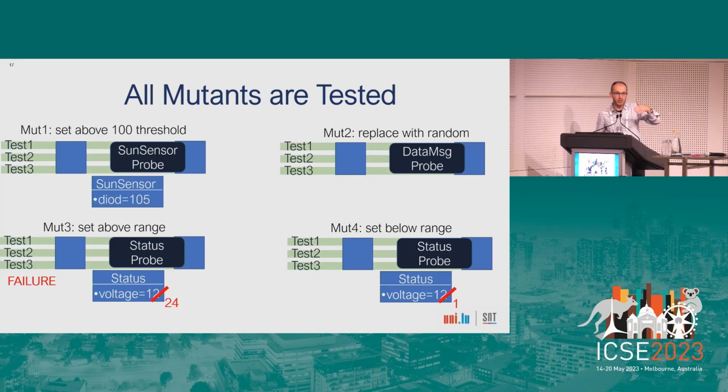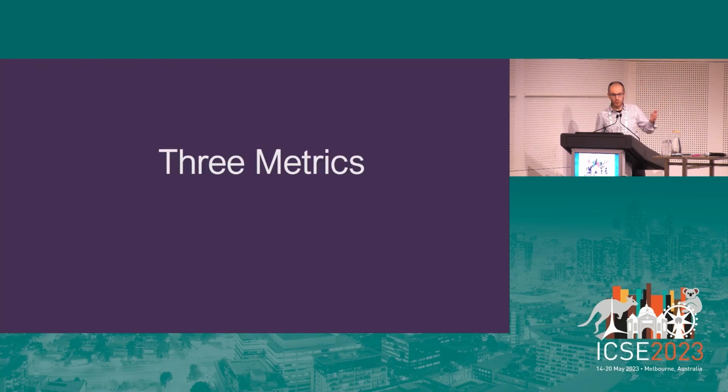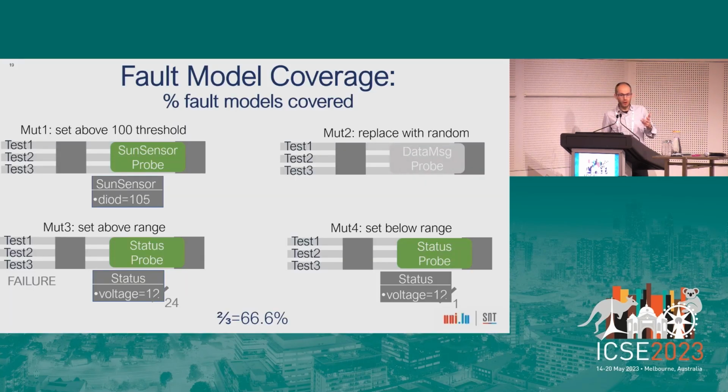You execute the test suite with all the mutants, like in traditional mutation analysis, and during the execution of these mutants, we collect data to end up with some metrics. We have 3 metrics. The first one is the fault model coverage, which basically indicates the proportion of fault models having a corresponding probe that was exercised at least once. Since we have one fault model for each type of data that is exchanged, it simply identifies the percentage of message types that were exercised by a test suite.